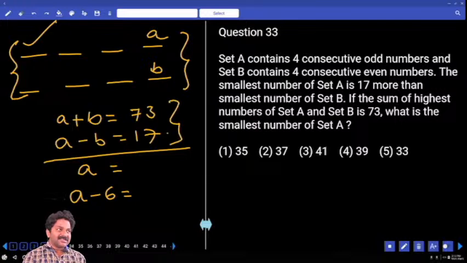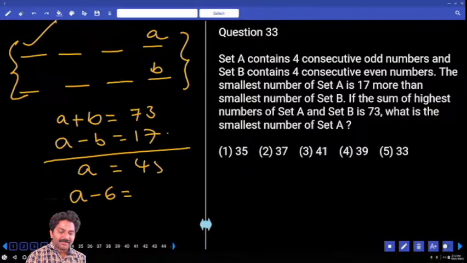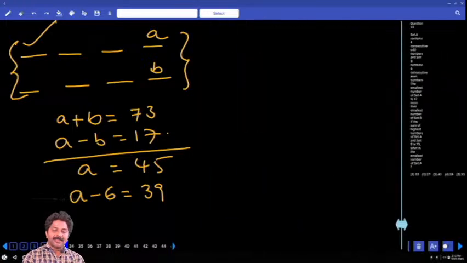So how do you get the largest number A here? Sum divided by 2. Sum is 90 by 2, which is 45. Subtract 6, 39, final answer. Yes. This is one way. The other way is A minus B is equal to 17.